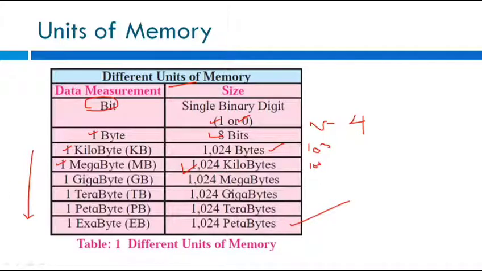Similarly, 1 gigabyte is 1024 megabytes. Then 1 terabyte is 1000 gigabytes. 1 petabyte is 1000 terabytes and 1 exabyte is 1000 petabytes. So this is the hierarchy, or the increasing order, of the different units of memory.